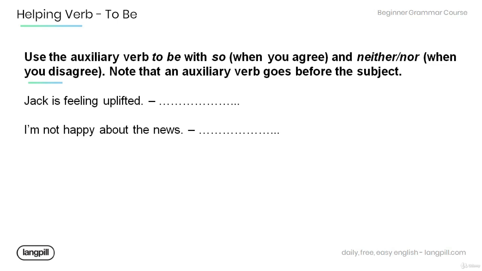Remember that we use the auxiliary verb to be with so when you agree and neither or nor when you disagree. And note that the auxiliary verb goes before the subject. Practice responding to the following sentences using the appropriate form of the helping verb to be. Jack is feeling uplifted. So is she. I'm not happy about the news. Neither am I.